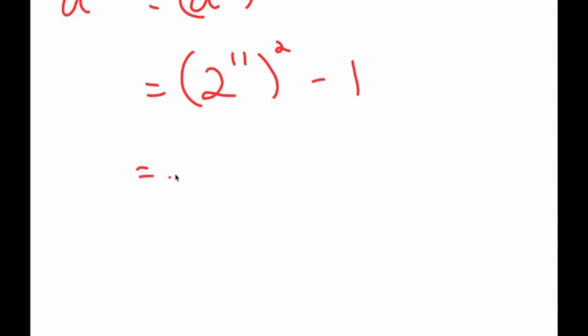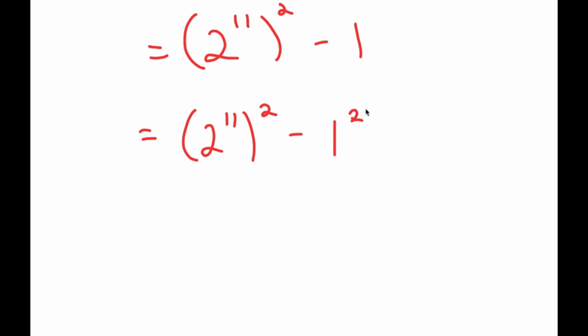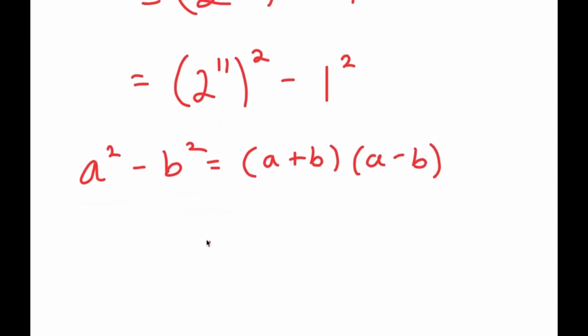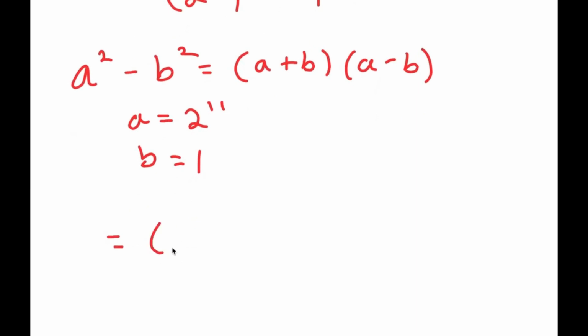Now 1 is the same thing as 1 squared. So now I have 2 to the power of 11 to the power of 2 minus 1 squared. Now the reason I rewrote 1 as 1 squared is because now I can use the property a squared minus b squared is equal to a plus b times a minus b. So just to clarify, a is 2 to the power of 11 and b is 1. So now I get 2 to the power of 11 plus 1 times 2 to the power of 11 minus 1.